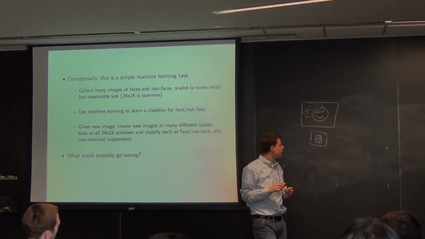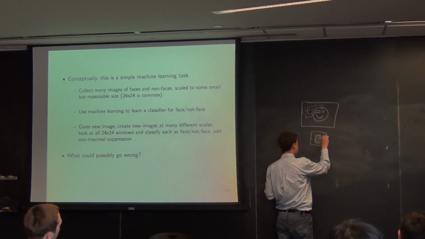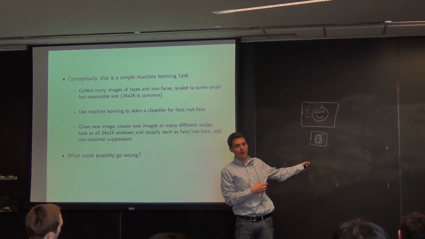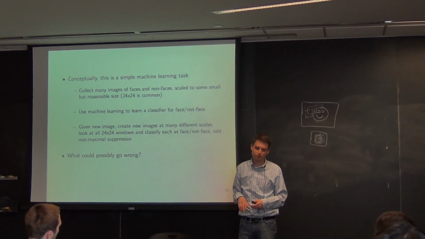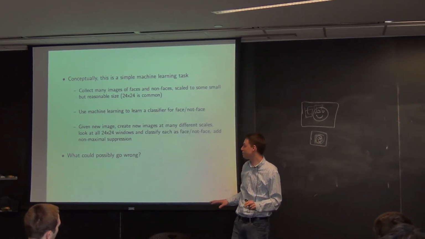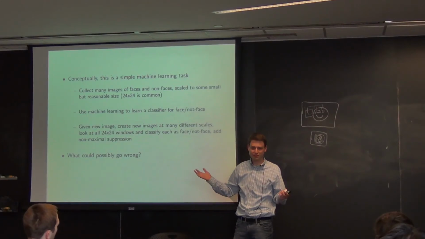Again, as with everything, you will probably classify a lot of things around here as a face. So what you do is non-maximal suppression again. You say, of all those, which looks like the best face? And that's your bounding box for the face. That's all it is, actually, from a fundamental standpoint, right? So what could possibly go wrong with that? Actually, any guesses what could go wrong?